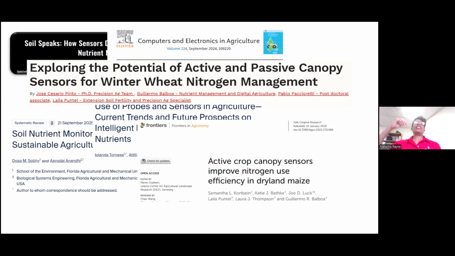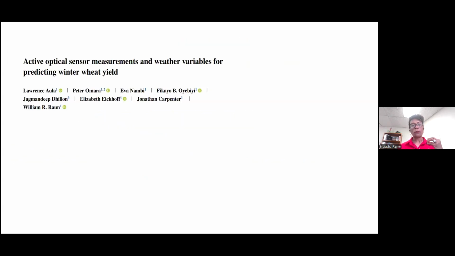And where you really see an uptick, an increase in canopy sensor technology used in nitrogen management in particular, you really see an increase in the late 90s, I would say, early 2000s. So it's been around for between 20 and 30 years now, right? That it's been used specifically in nitrogen management, especially the active sensors.